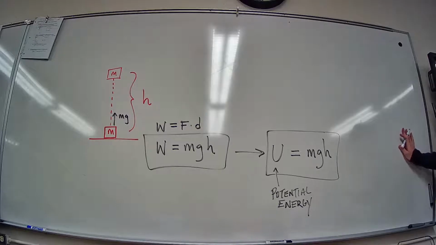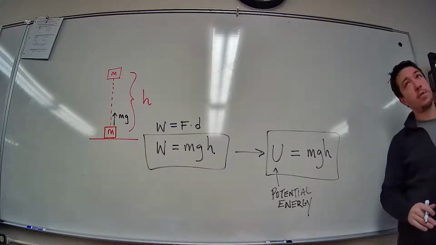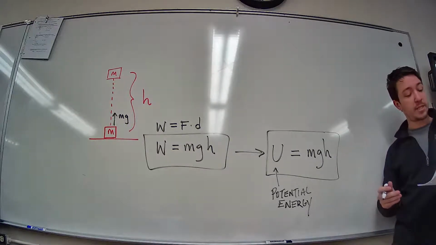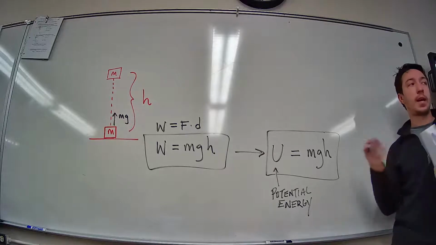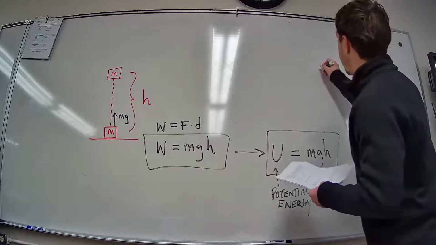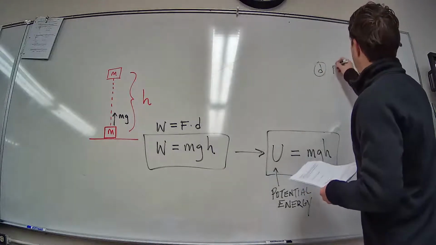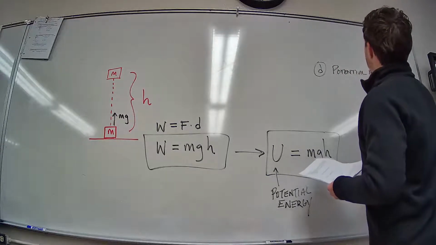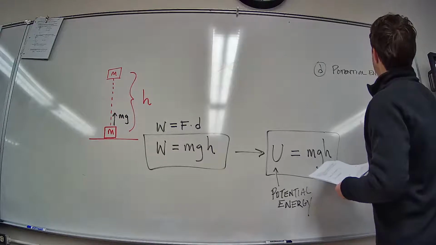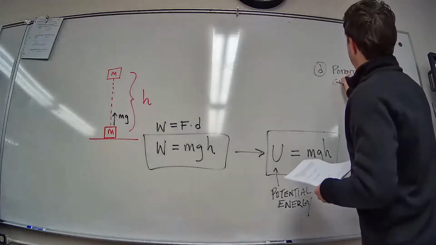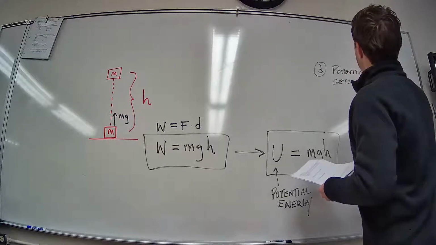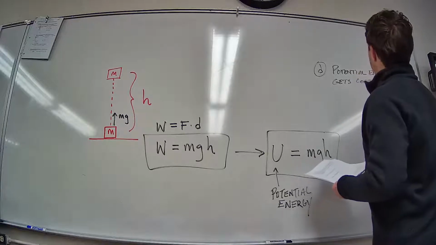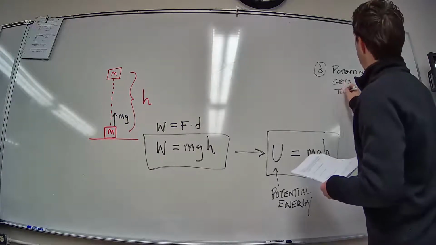And then part D, what happens to the block's potential energy if you release it? Well, what's going to happen is this potential energy is going to get converted to kinetic energy. So the answer to D is potential gets converted to kinetic.